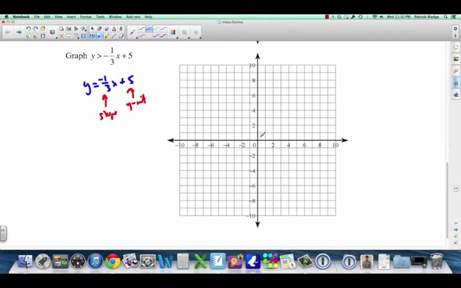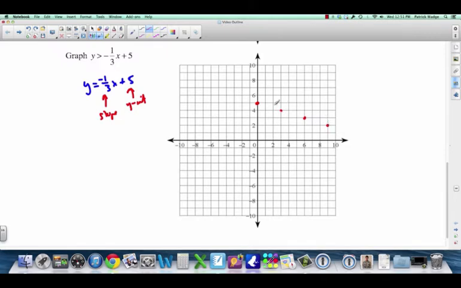So it has a y-intercept of 5. Go up to 5. It has a slope of negative 1 over 3. That means rise negative 1, go down 1, and over 3, run 3. 1, 2, 3. I'll do that a couple times. 1, 2, 3. Okay, it's time to draw a line.